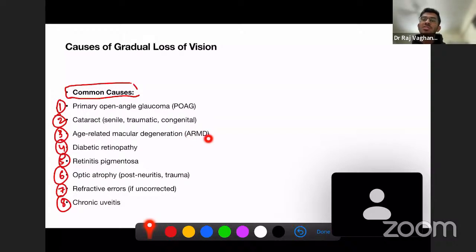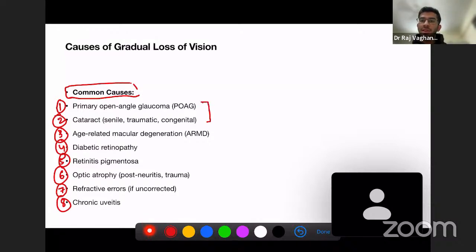And third, you can have age-related macular degeneration. You can have diabetic retinopathy, retinitis pigmentosa, optic atrophy, and refractive errors, only if they are uncorrected. And you can also have chronic uveitis. These are the 8 most common causes for the gradual loss of vision, and they can cause your vision to be permanently impaired. So just remember this in sets.